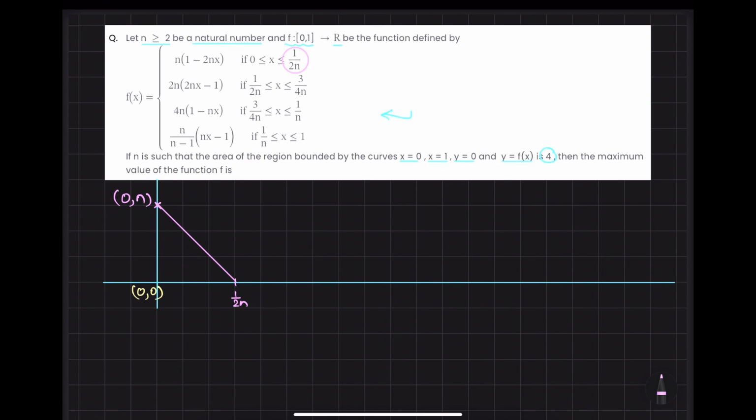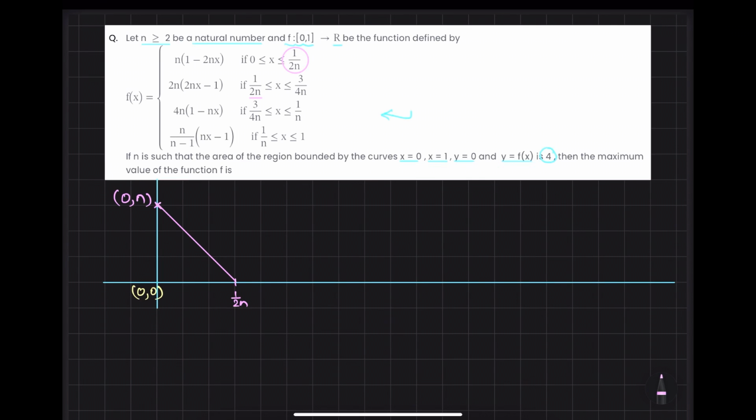Okay? Now look at this. At 1 by 2n, we have to follow this part. So look at this. If we put x as 1 by 2n, this 2n, 2n gone, so you are left with 1. So 1 minus 1 is what? 0. 0 into 2n is 0. So the next graph will start from that point.